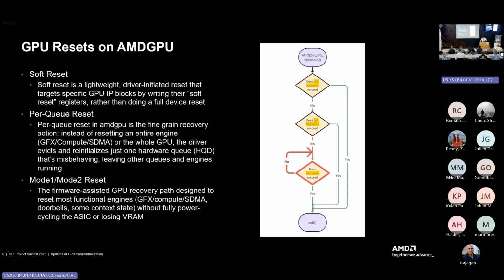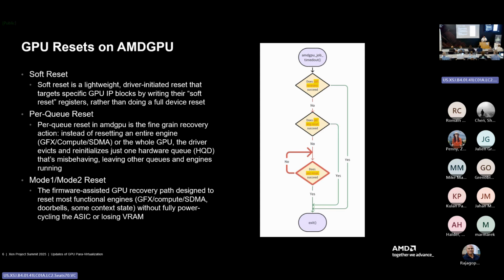The second reset is a per-queue reset. The GPU per-queue reset is a fine-grained GPU recovery action. The driver only reinitializes one hardware queue, maybe graphics, maybe compute, maybe the SDMA queue, and leaves other queues and their engines running regularly. So we only reset one queue and leave other queues continuing to run and work well. And this is lighter than resetting the entire engine.